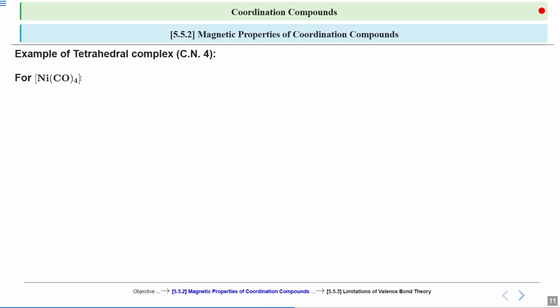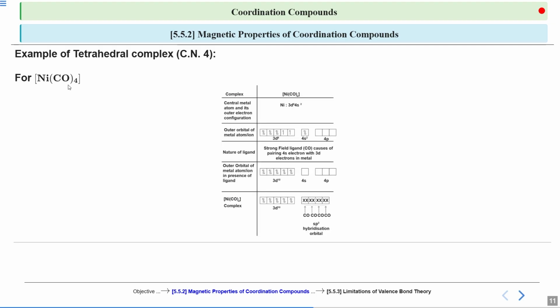Now let's see the example of a tetrahedral complex having coordination number again 4. In this we see the example of Ni(CO)4. So for the nickel carbonyl Ni(CO)4 complex, the central metal atom is nickel and its outer electronic configuration is 3d8 4s2 in the neutral form. Now, for the 3d8 4s2, the outer orbital configuration can be filled in the orbitals like this. So 3d8 will be like this, where two unpaired electrons will be there, and 4s2 will be this, and 4p0.